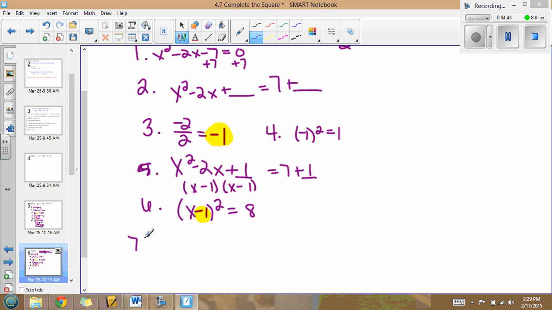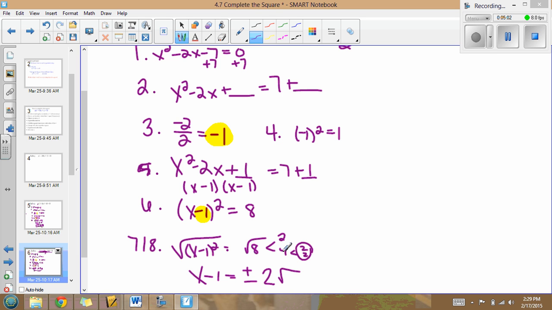Okay, so step 7 and 8, again, all we're doing is just solving. So we're going to take the square root of both sides to get x by itself. So I have x minus 1 equals, and again, I have the positive and negative, and then we want to break down 8. So I have a pair of 2's, so that goes out front of my radical, and the only thing left is a 2.